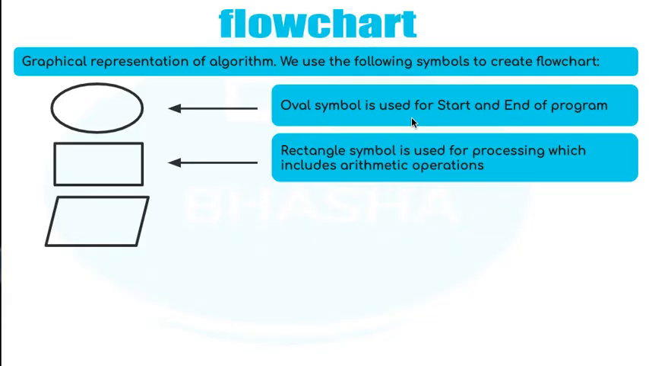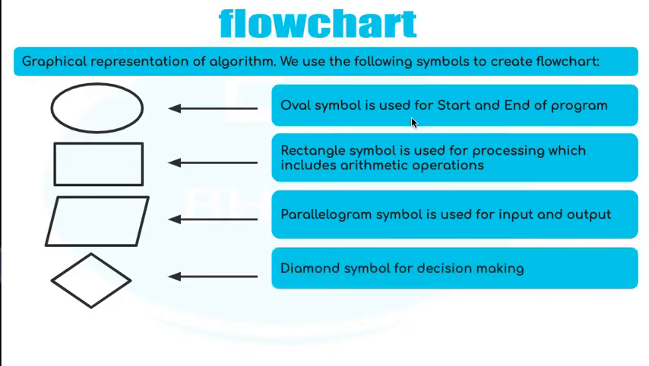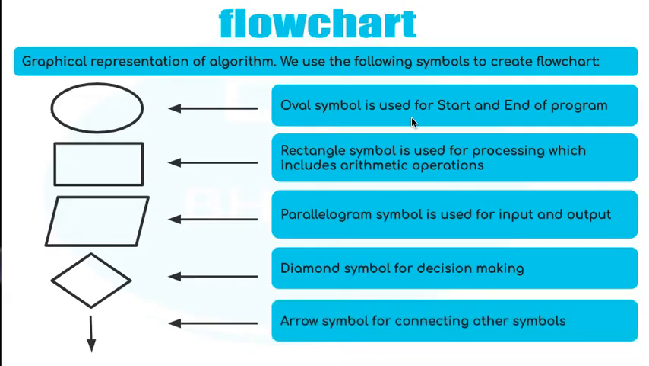Then there is a parallelogram, which is required when we need to accept the data or print the data, which means if I have to use the input command or a print statement, I am going to use a parallelogram. Obviously in a program, there are a number of times where we need to do decision making, and for decision making we require a diamond shape. And to connect the above symbols, we require an arrow, of course, and that's the next part of the flow chart.